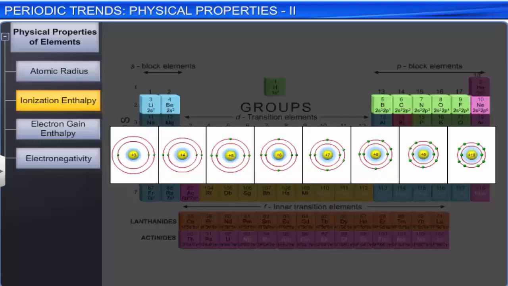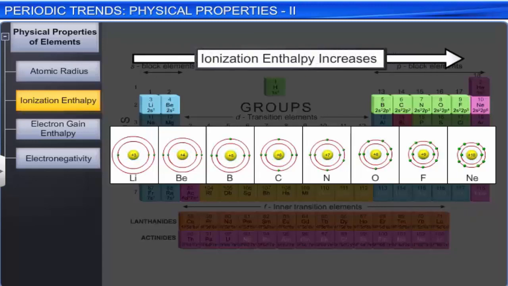Thus, across the period, the increasing nuclear charge outweighs the shielding effect. As a consequence, the outermost electrons are held more tightly, resulting in the decrease in size, and thus increase in ionization enthalpy across the period. However, there are a couple of exceptions to this guideline.